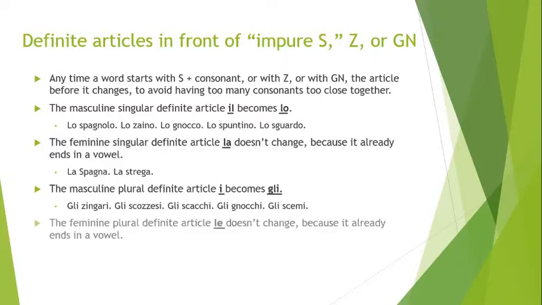That's something to remember. I becomes gli, and once again the feminine plural doesn't have to change, le, because it already ends in a vowel. And I know what you're thinking, why does i have to change since it is a vowel, right? And the answer is, I'm not sure. I don't know why, but for some reason, i becomes gli, and le doesn't change.